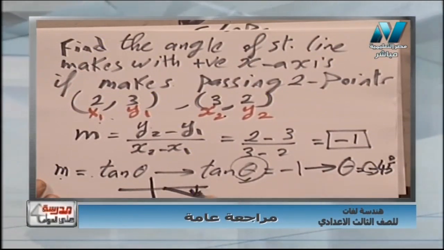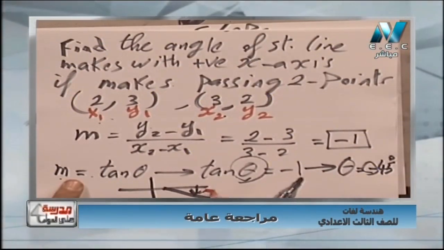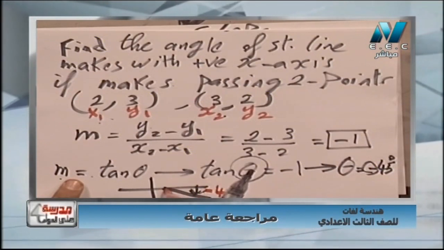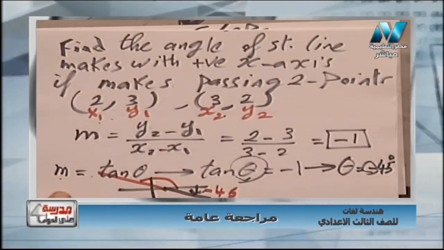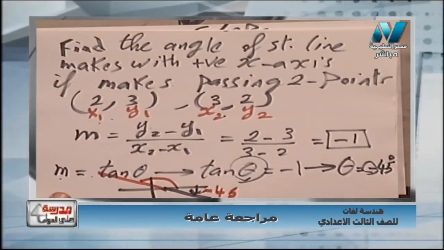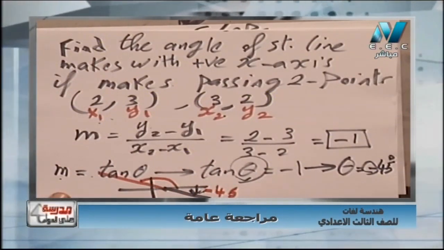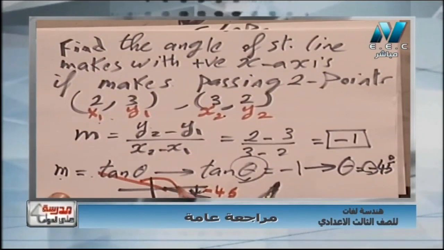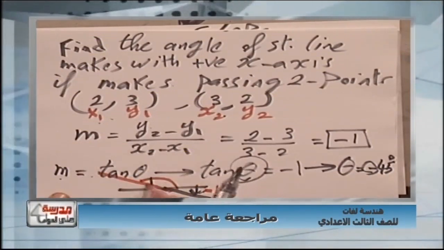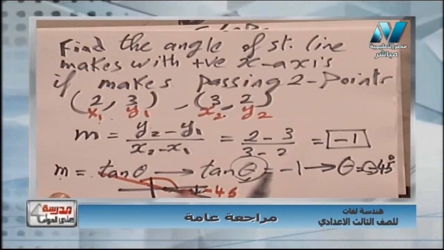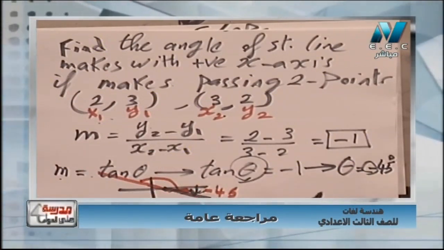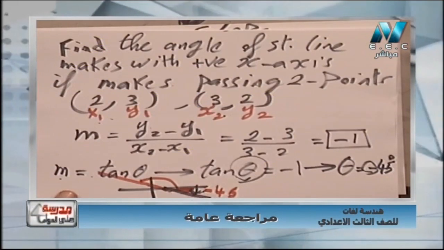This angle means negative 45. And we measure our angle above the x-axis, not below the x-axis. Above the x-axis, this straight line has an angle of 180, of course, and this angle is 45. The negative is only for direction, not as a value.